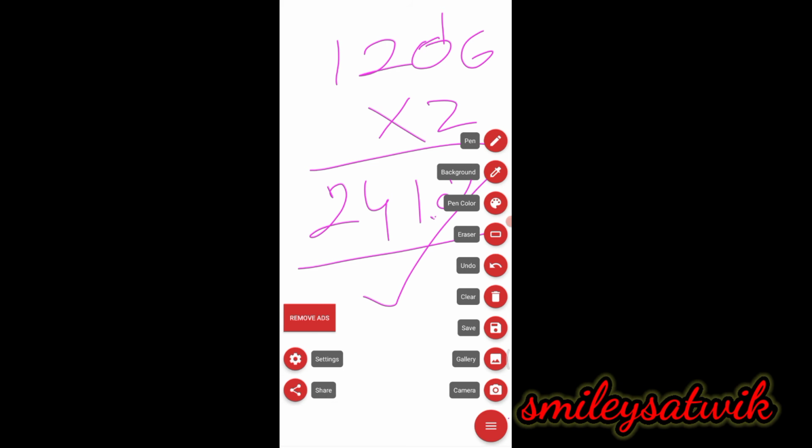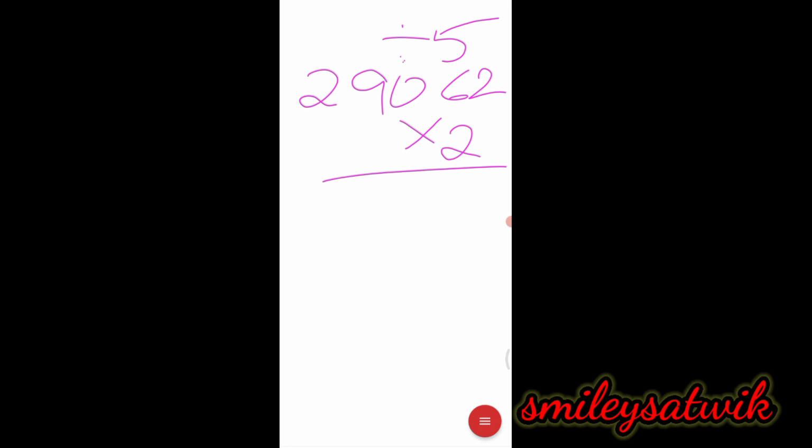So let's take one more problem with 5 digits. So the number is 29062. Okay, let's divide by 5. So for dividing it by 5, let's multiply by 2. So 2 2s are 4, 2 6s are 12, 2 0s are 0, 2 9s are 18, 2 2s are 4. Wait, so this is the number we got. So let's take a point here. Okay, from the last digit you should keep a point.